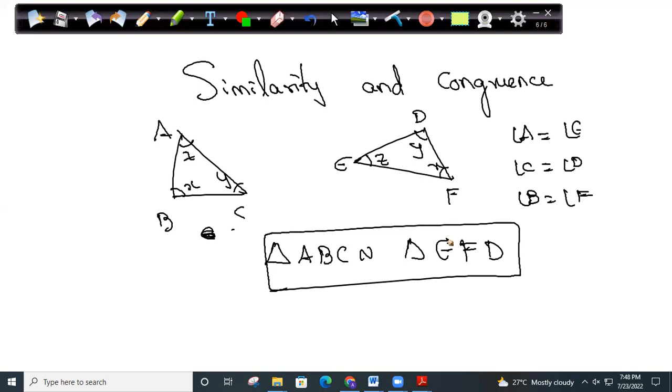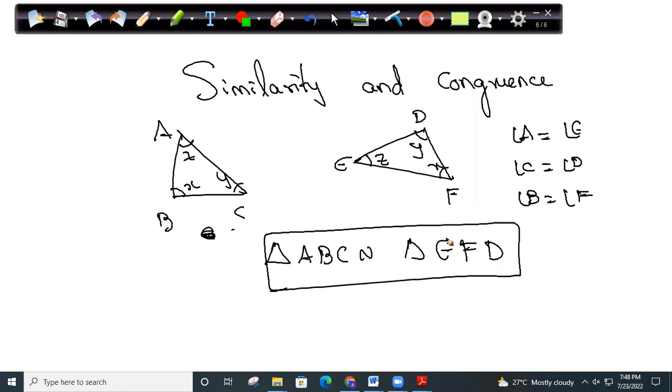I can say triangle ABC is similar to triangle EFD. Okay, clear? Yes. Now what happens? For two triangles to be similar, at least two angles of one triangle should be equal to two angles of the other triangle. If two angles of a triangle are equal to two angles of another triangle, then I can say the two triangles are similar.